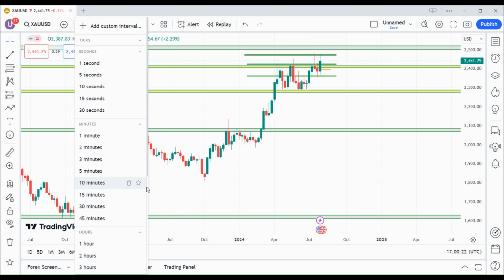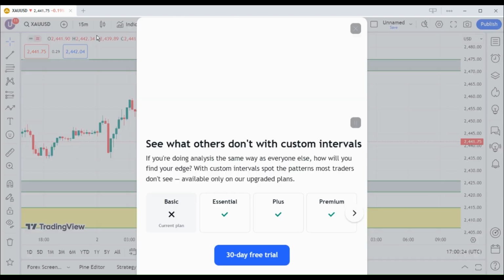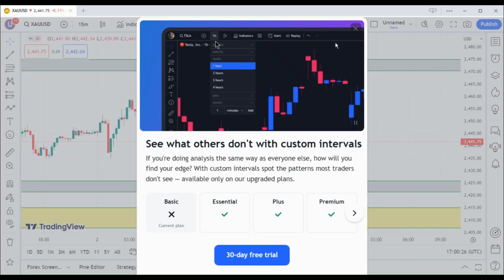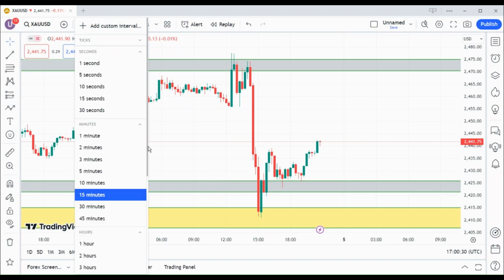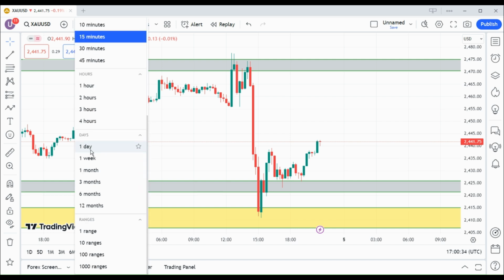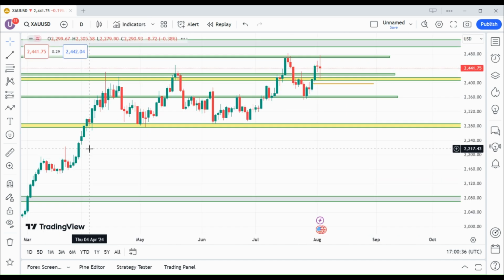We are going to the daily time frame. Sorry, this is the 15 minutes time frame. Let me remove it. We don't need this time frame. We need the daily time frame. We are moving to the daily time frame for further look.